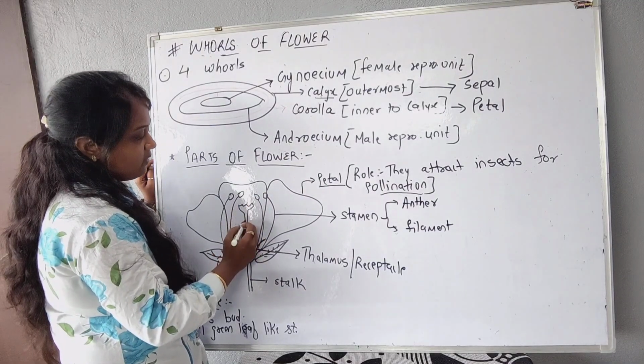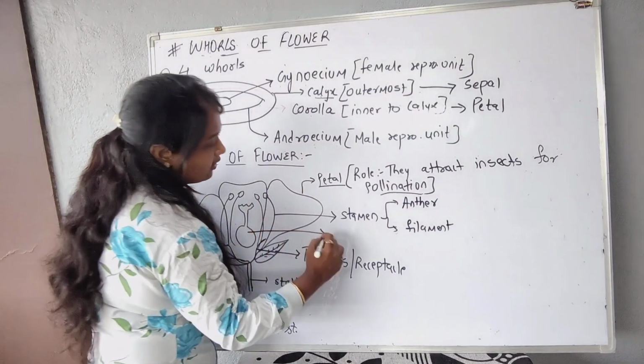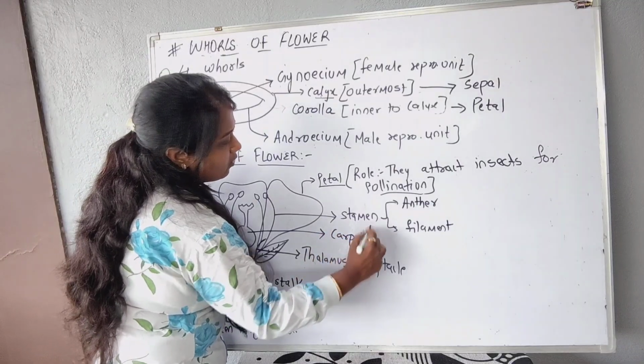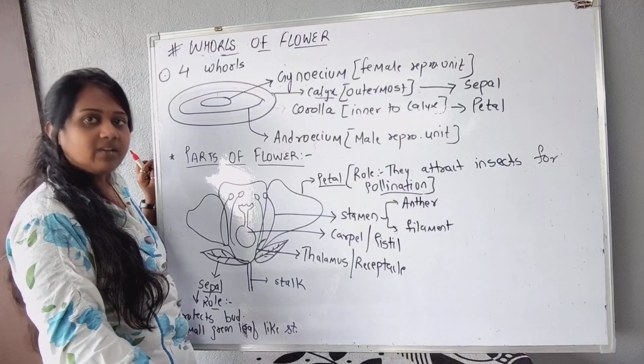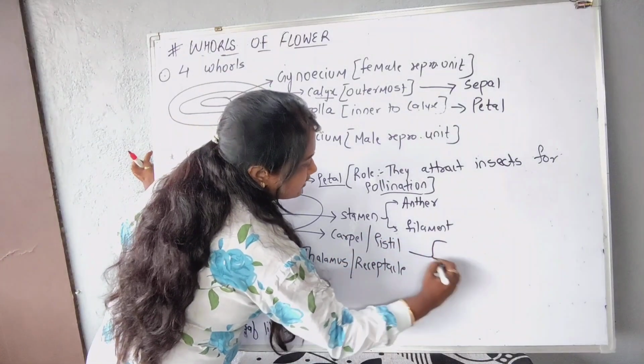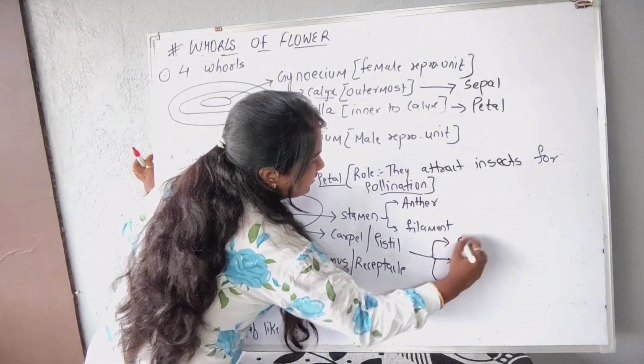This is what? Stigma, style, ovary. Overall you call it what? Carpel or pistil. What is carpel or pistil? This is the female reproductive unit. It consists of three parts. What are they?